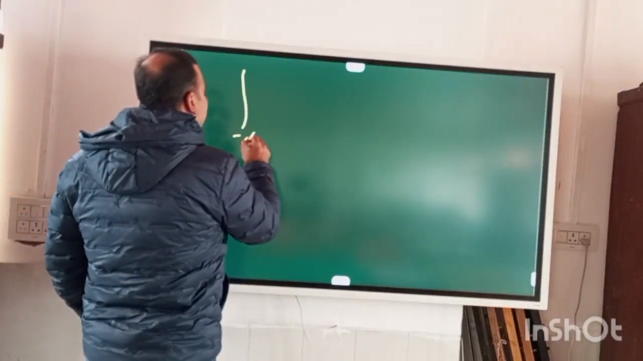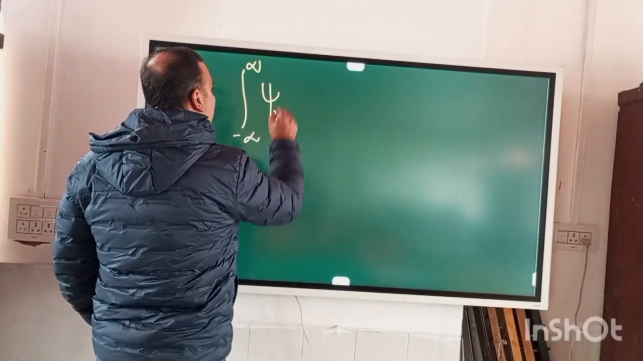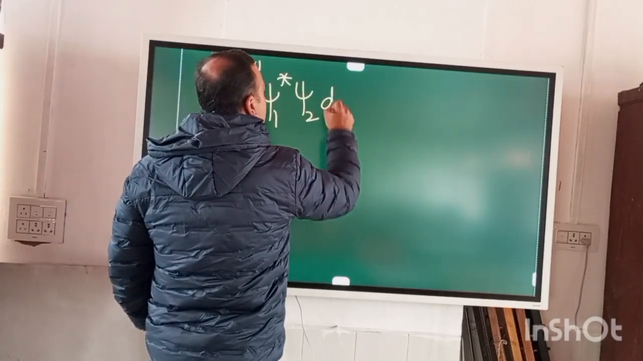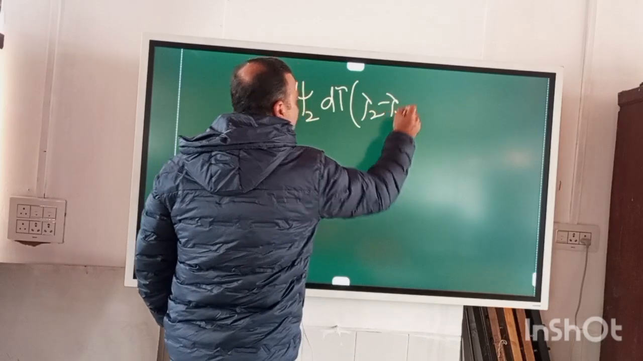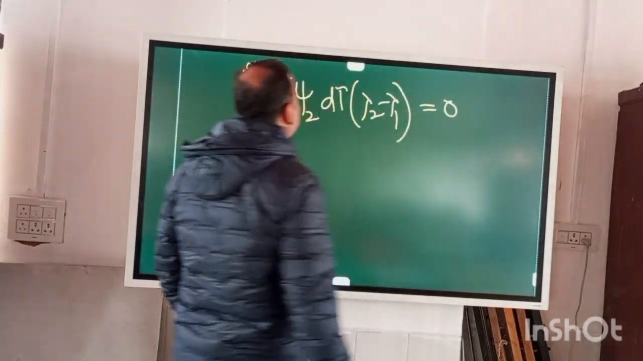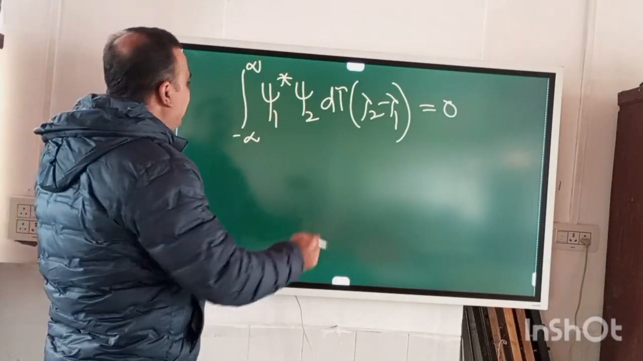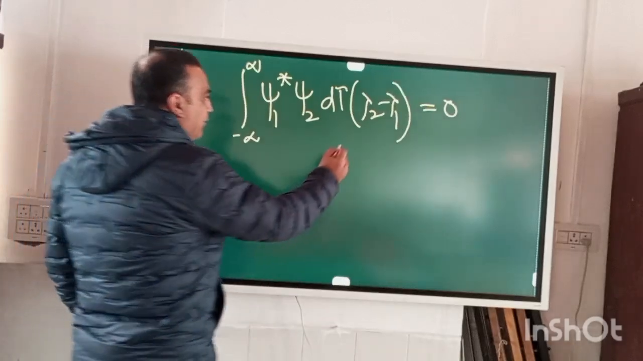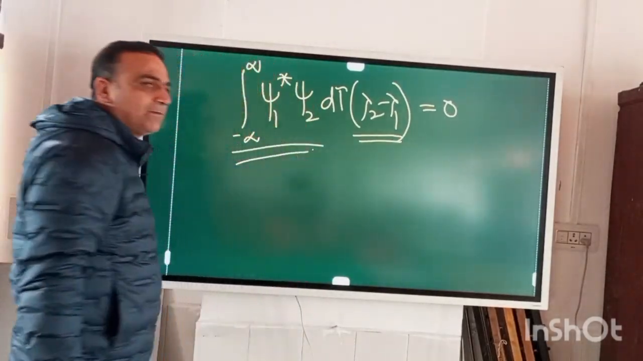Better is to write another equation. So I'll be writing integral from minus infinity to infinity, then I have psi 1 star, and then psi 2 d tau times lambda 2 minus lambda 1 is equal to 0. Now, what is important here is that the product of the two is equal to 0. So either this has to be equal to 0 or this has to be equal to 0.